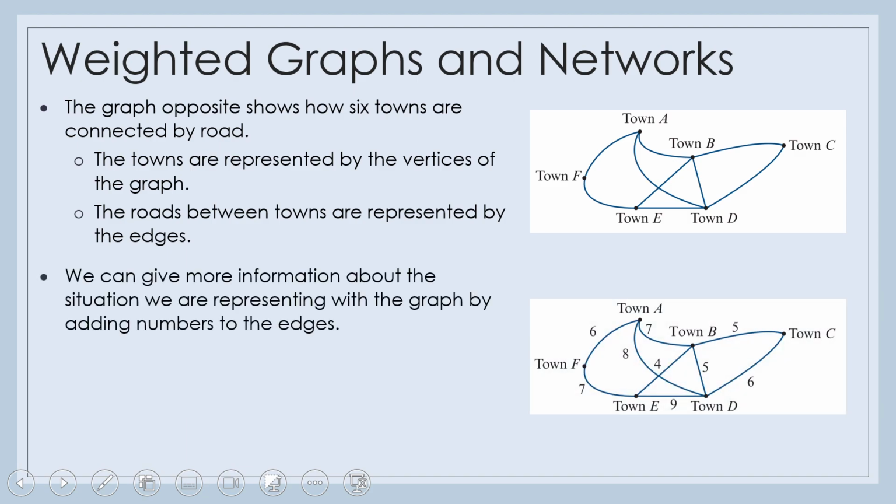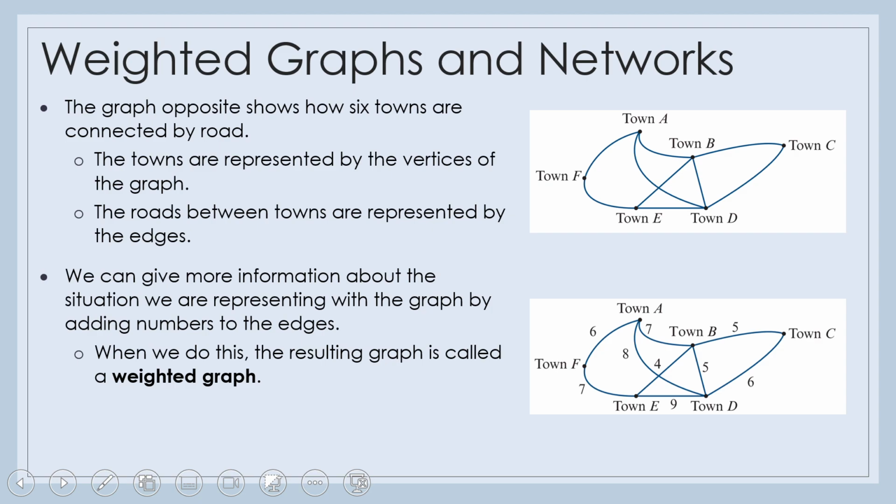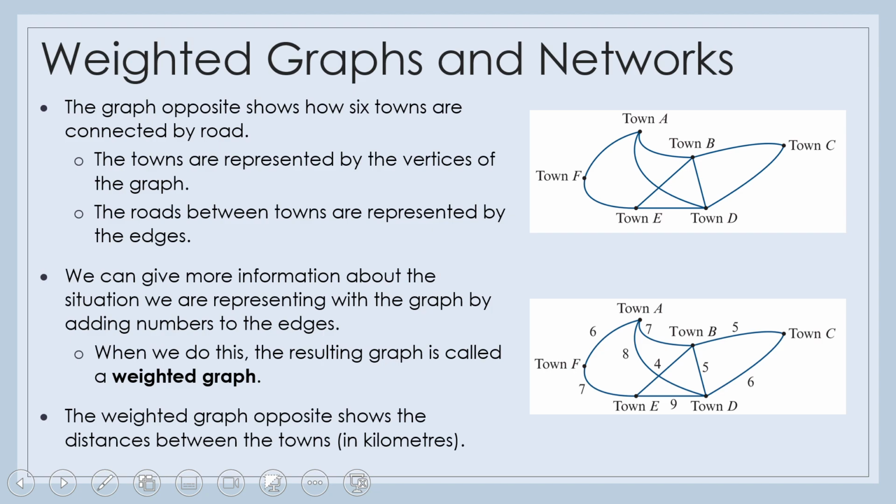Now, if we give more information regarding this, if we add numbers to each of the edges, that might represent how long it takes to go between each of the towns, or a distance, or something along those lines. By doing so, it becomes a weighted graph. So weighted means you have numbers allocated to all of the edges. So the first one would be unweighted, and our second one would be weighted. This time we're talking about the distance between towns in kilometres.